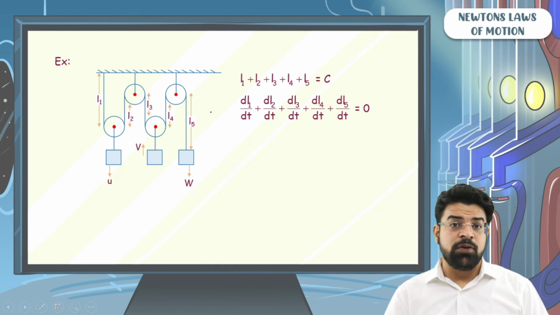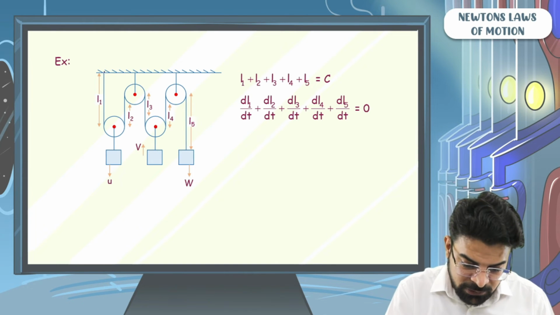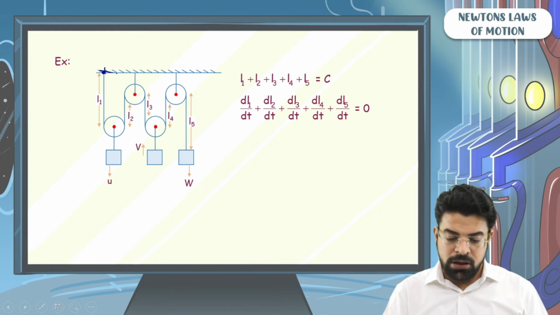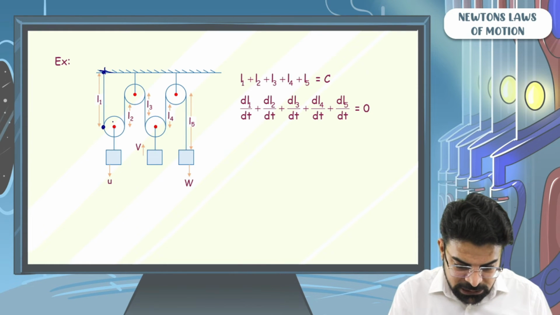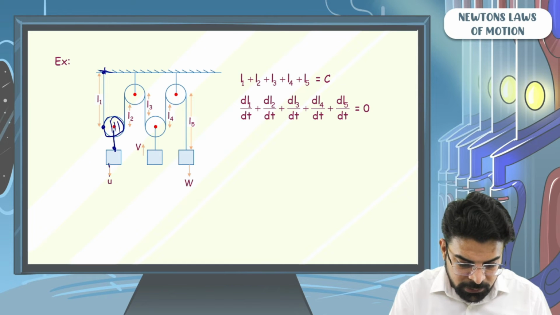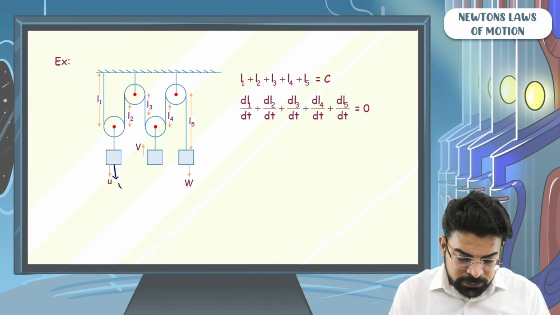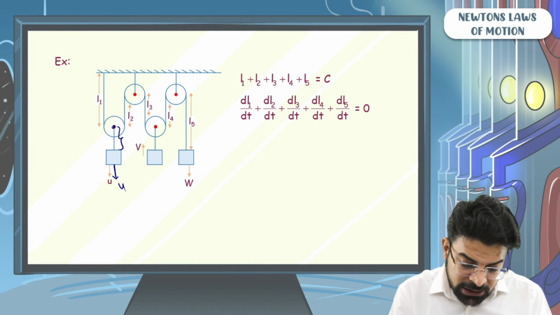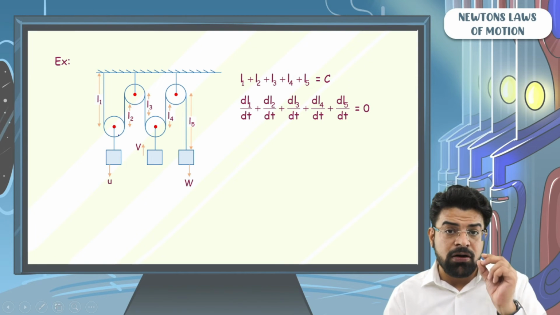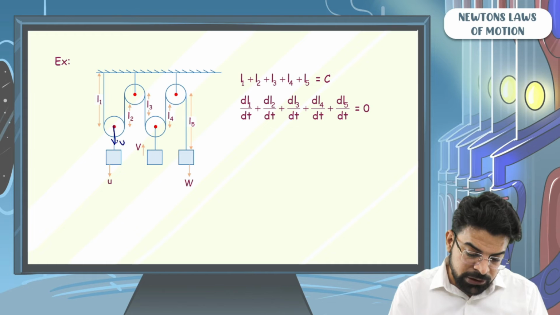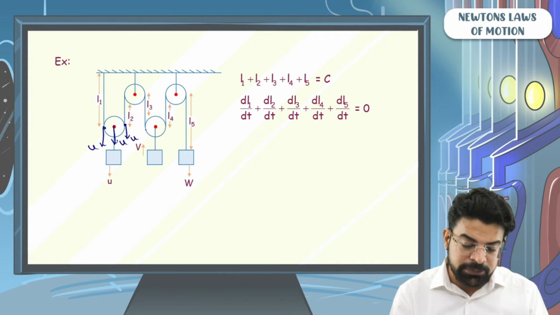Now let's start focusing on each length. The length L1 from the ceiling is not moving. Now this end is connected to a pulley, and the pulley is connected to a block, and the block is going down with the speed u. If the block is going down with a speed u, then for this string not to get slack, the center of the pulley should also go down with speed u. If the center of this pulley goes down with a speed u, then its left end as well as the right end will go down with the speed u.